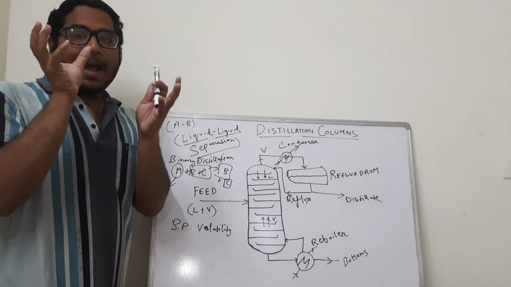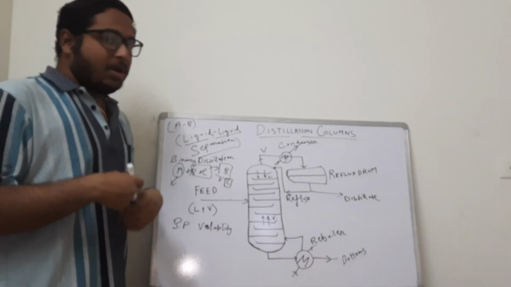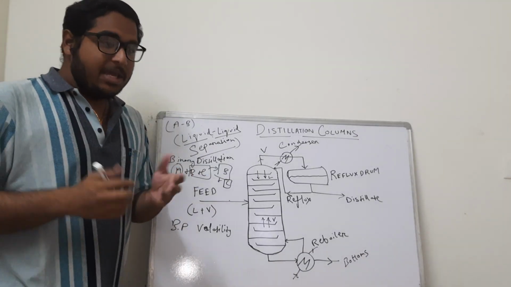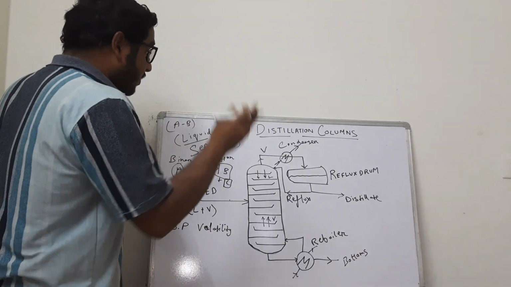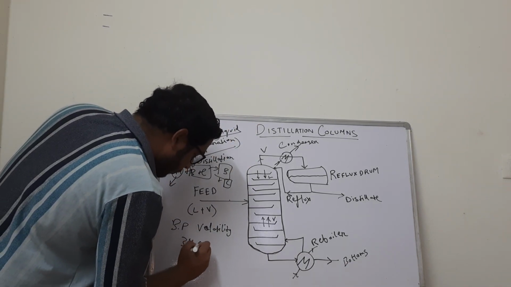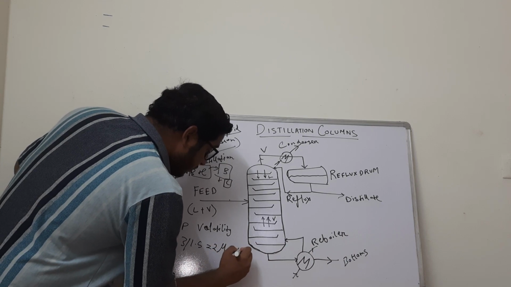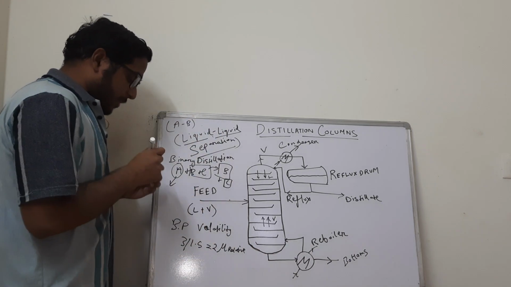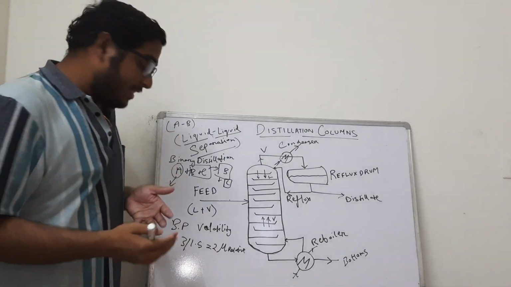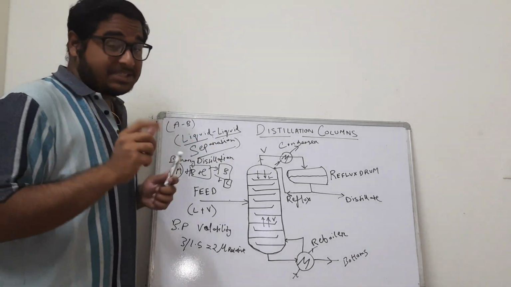to another. Supposedly the absolute volatility of a compound is 1.5, the absolute volatility of another compound is 3. So the relative volatility of the second compound with respect to the first compound is going to be 3 divided by 1.5, which is 2. So this is my mu relative of the second compound with respect to the first compound. So we see that we can predictively say that the second compound is twice as volatile as the first compound.